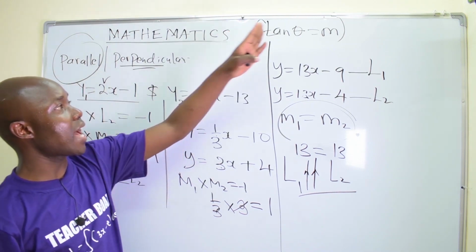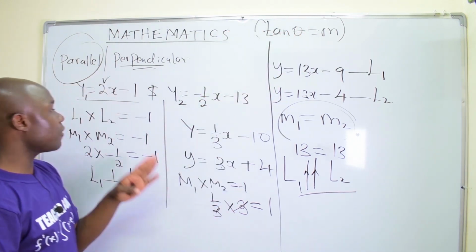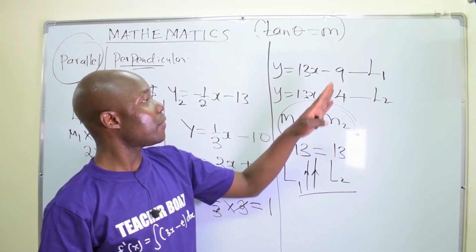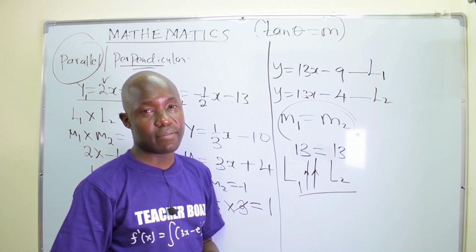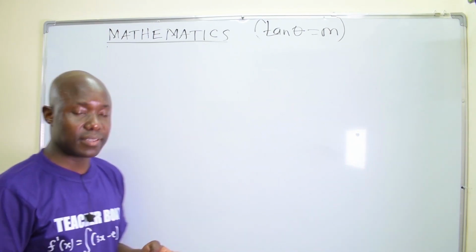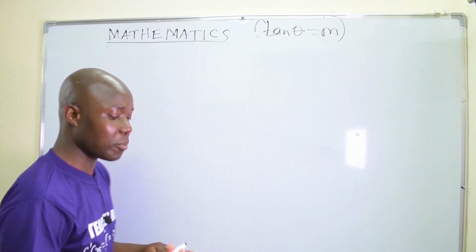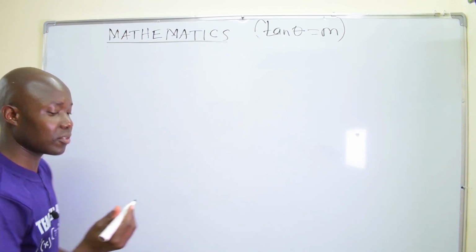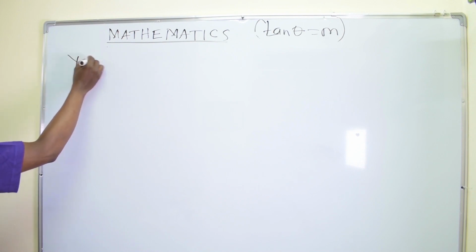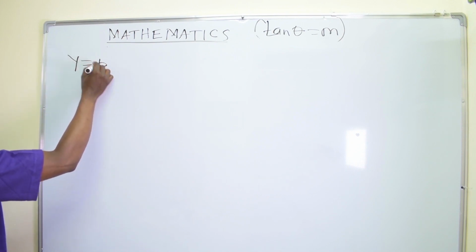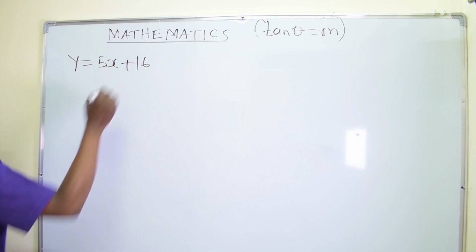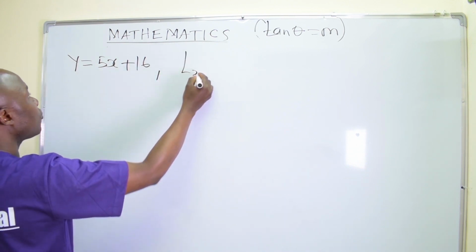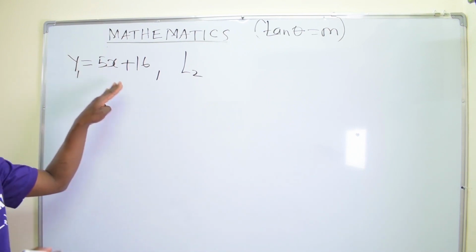So I've shown you how the angle relates to the gradient, how perpendicular lines relate, and finally, what parallel lines have in common. Now let us try the application question in this topic. Somebody can come and ask you, these are now application questions, that line y is equal to 5x plus 16 is perpendicular to another line called line 2. Assume this is y1, this is line 1.